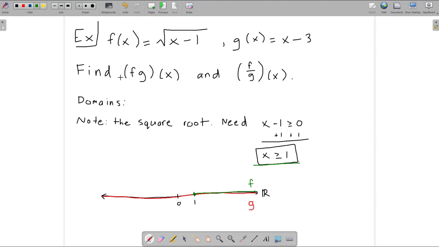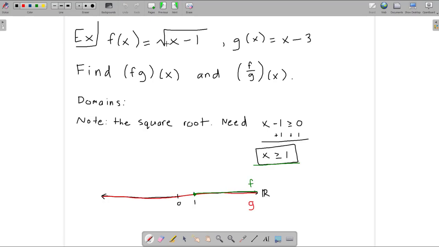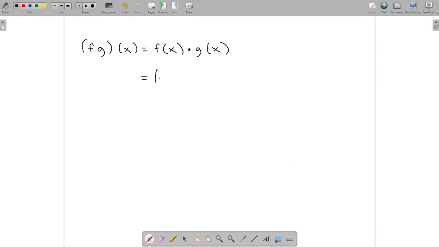So now why don't we take a look at finding f times g of x and f divided by g of x. Let's make a new page. So f times g of x is just equal to f of x times g of x. So again, I'll just plug in whatever I have for my functions. So square root of x minus 1 and x minus 3.